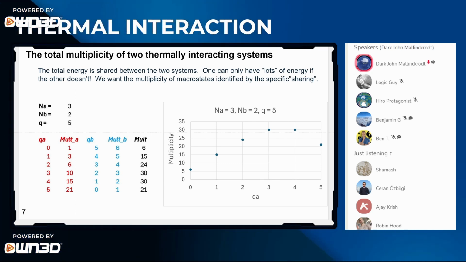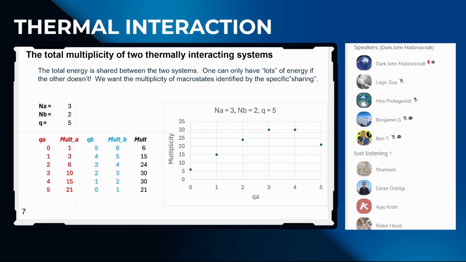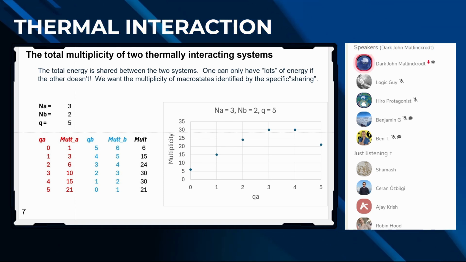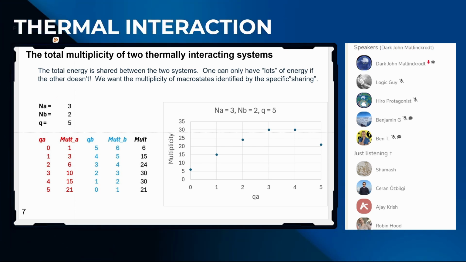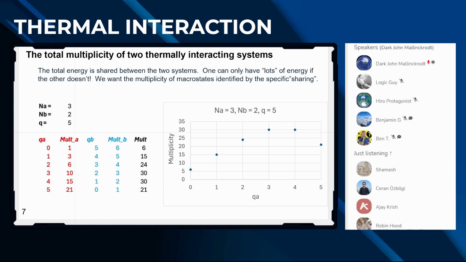We already know how to calculate the multiplicity. The multiplicity of A is 1. There's only one way to store no energy in solid A. But if solid A has 0 units of energy, then solid B has to have 5 units of energy because there is a total of 5 units. And I know how to calculate its multiplicity. 5 units of energy stored in a 2 oscillator Einstein solid. There's 6 ways of doing that. So that's the multiplicity of B.